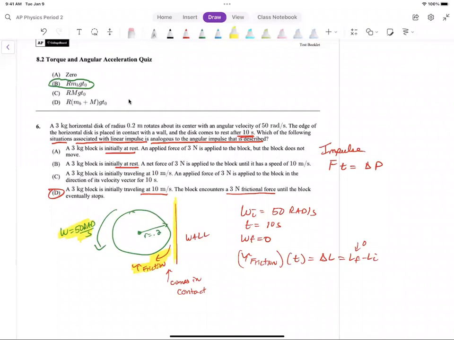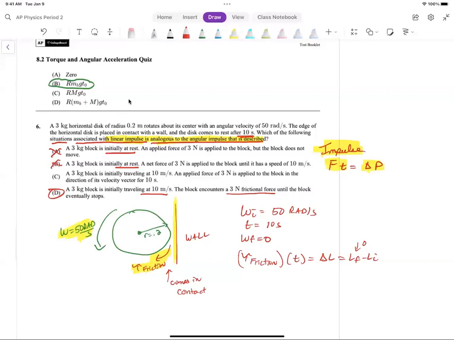So they want to know what is the linear impulse that is analogous or similar to the one that we just described. What is impulse? Impulse is the force times time equals the change in momentum. So if we look at A, they tell me a block is initially at rest. Well, we didn't start from rest. We started with some angular velocity. So that's no good. B, same thing.